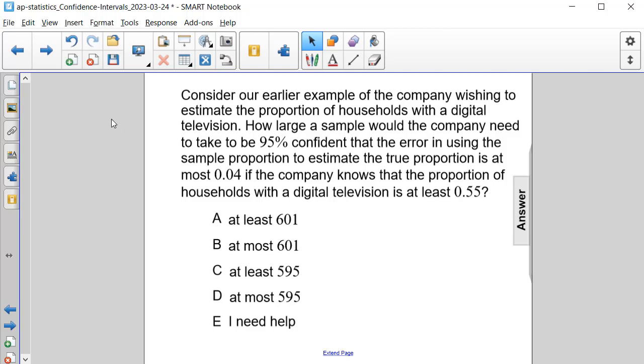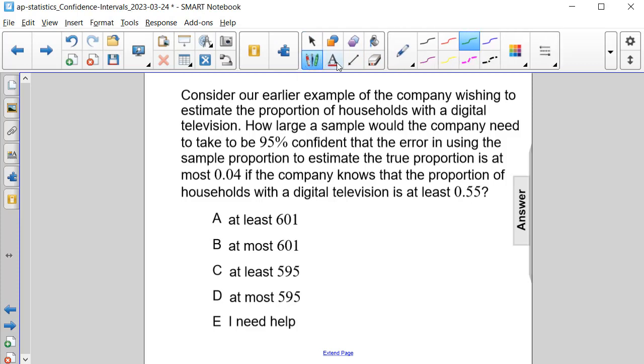Consider our earlier example of the company wishing to estimate the proportion of households with a digital television. How large a sample would the company need to take to be 95% confident that the error in using the sample proportion to estimate the true proportion is at most 4/100ths, if the company knows that the proportion of households with a digital television is at least 55/100ths?